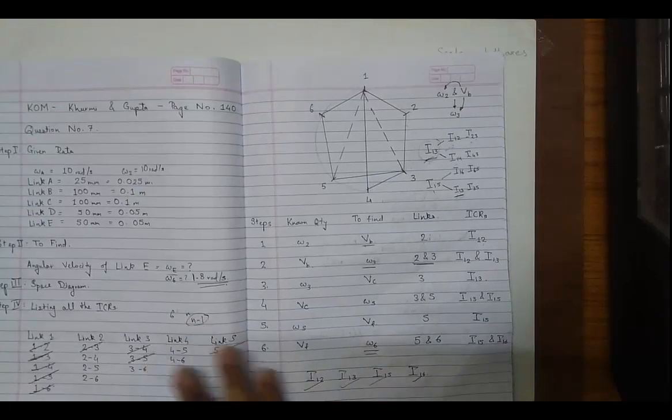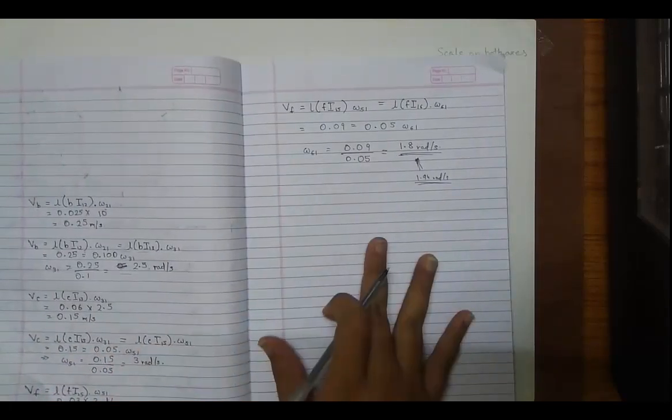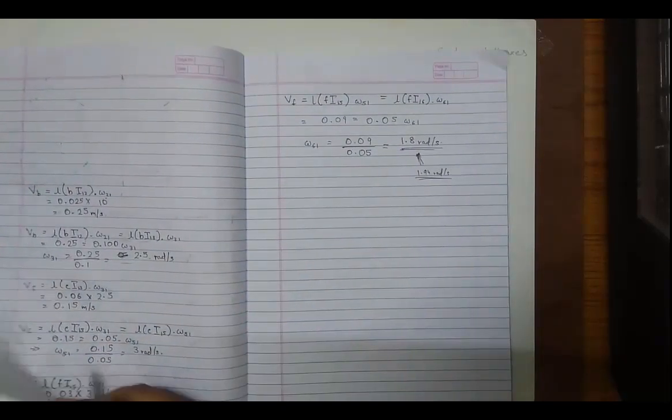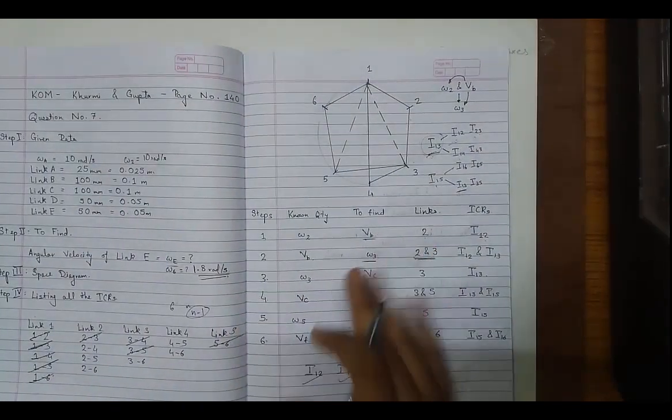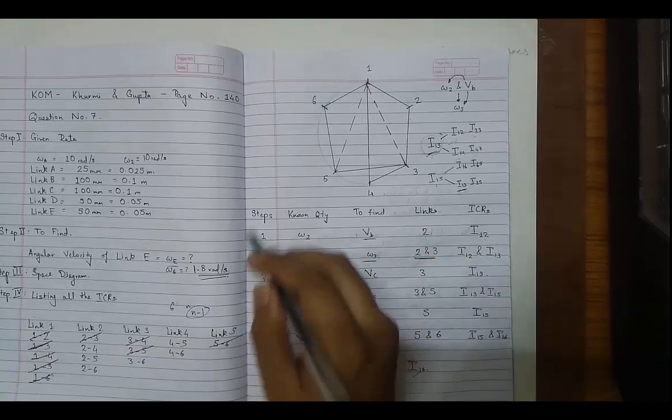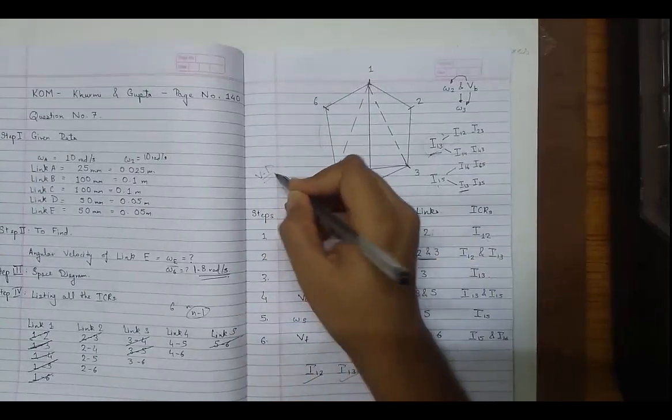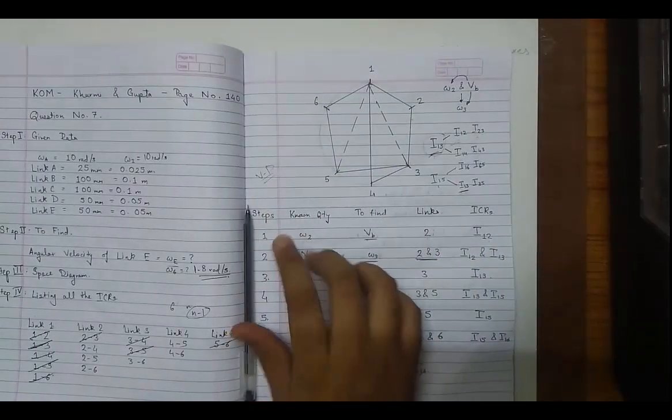So this is the second sum that I have solved. I will try to solve one more university question to complete this ICR part, after which I will start the velocity diagram sums, and after that acceleration diagram. Okay, thank you.